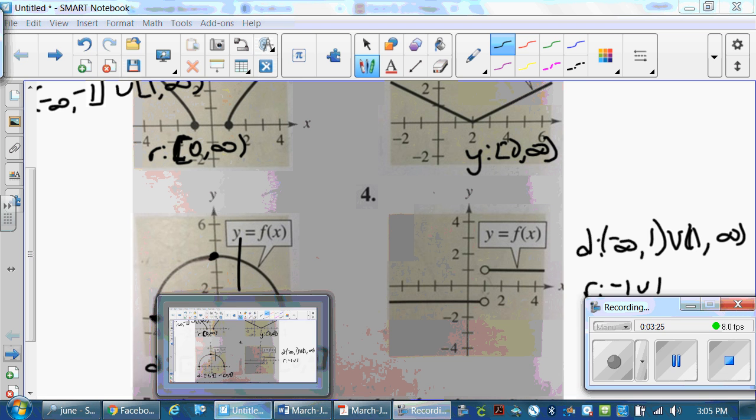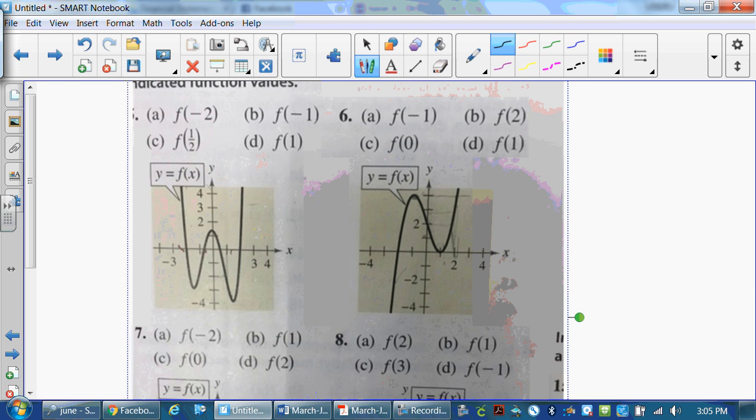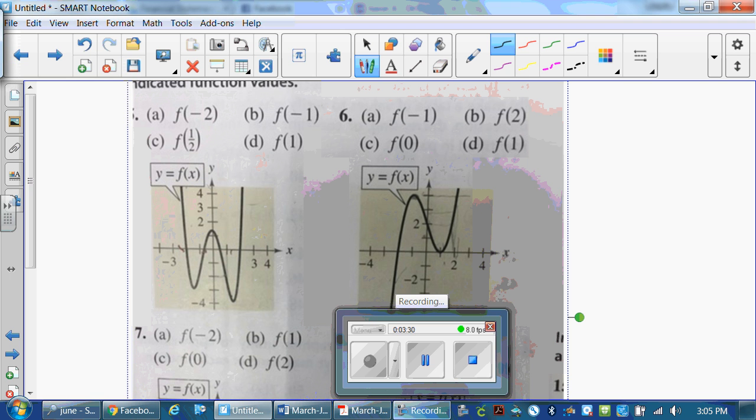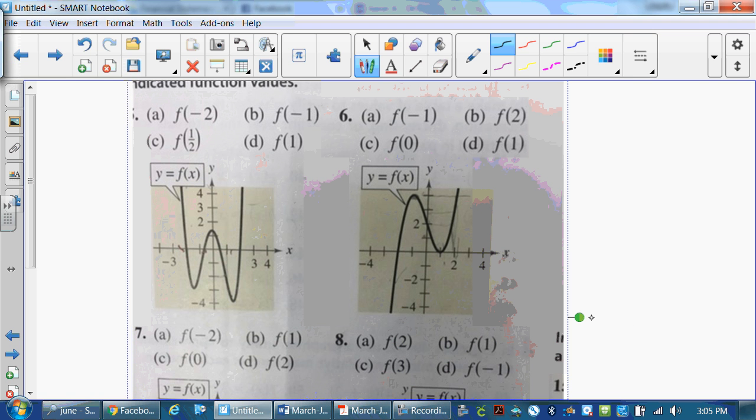Let's see how much time we've got. Okay, we're doing good. All right, let's look at 5 through 8. Again, you only have to do the even ones. I'm going to go ahead and do some of the other ones.